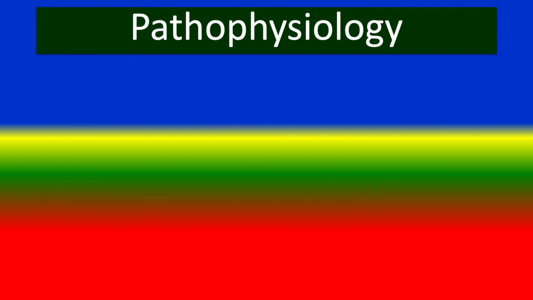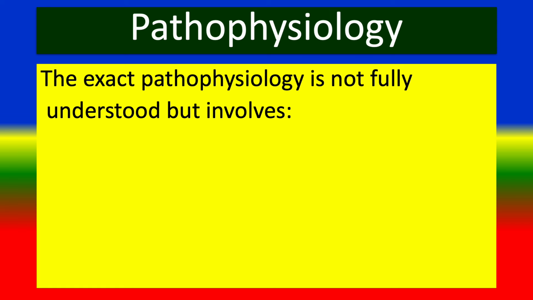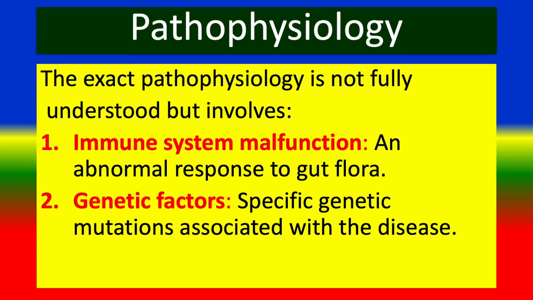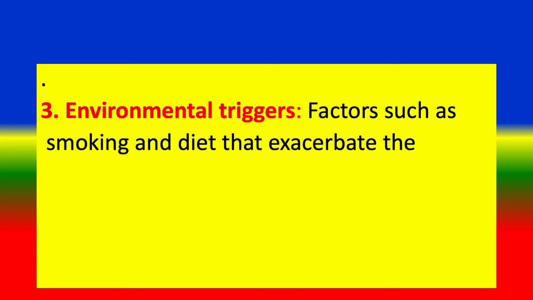Pathophysiology. The exact pathophysiology is not fully understood but involves 1. Immune system malfunction, an abnormal response to gut flora. 2. Genetic factors, specific genetic mutations associated with the disease. 3. Environmental triggers, factors such as smoking and diet that exacerbate the condition.